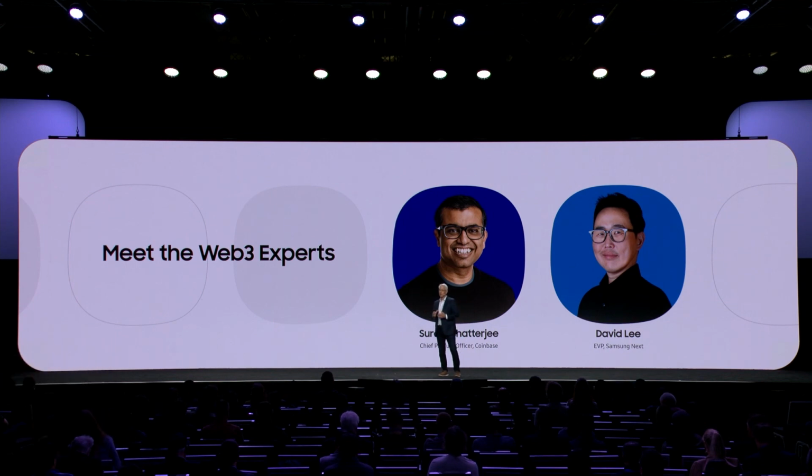applications, including blockchain-based assets. So to explore this potential, we've invited two leaders in the space to discuss the opportunity ahead for a Web3 wallet. David Lee is EVP at Samsung and the head of Samsung Next, our investment and strategy arm that's deeply engaged in Web3. He'll be speaking with Surjit Chatterjee, who's the Chief Product Officer at Coinbase. Please welcome David and Surjit to the stage.